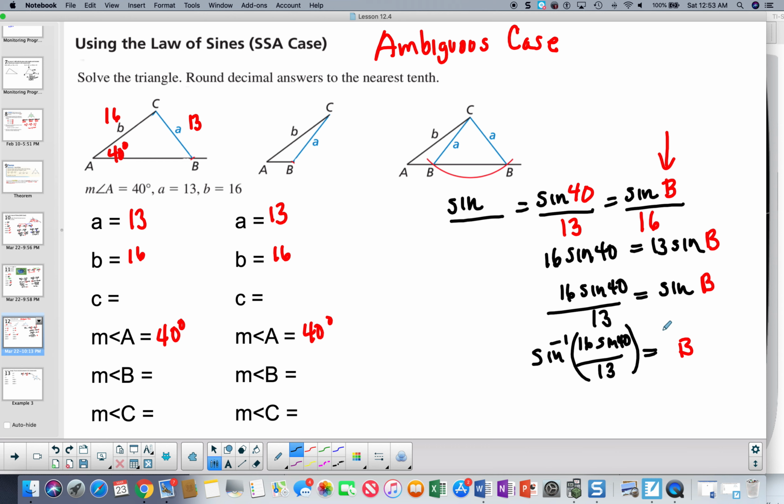And we're going to get angle B is approximately 52.3 degrees. So we write 52.3 degrees. But when you're working with side-side-angle, angle B might be an obtuse angle, like this over here. So to get the obtuse angle, what we need to do is take the supplement. So I'm going to take 180, and I'm going to subtract 52.3.